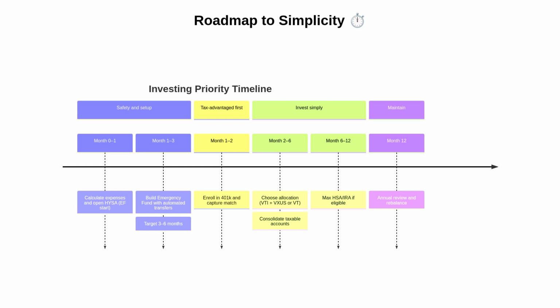Between months 2 and 6, select your core allocation and consolidate taxable accounts. From months 6 through 12, work on maxing your HSA or IRA if eligible. At month 12, conduct a full annual review and rebalance.